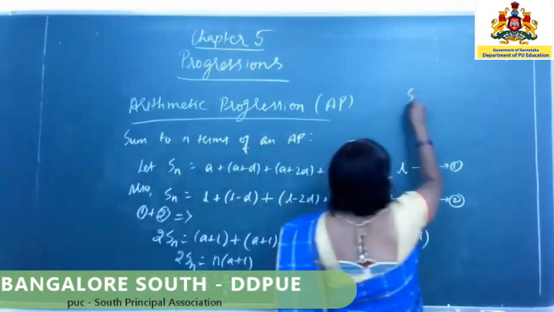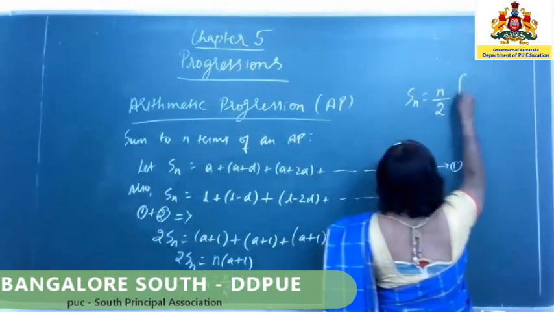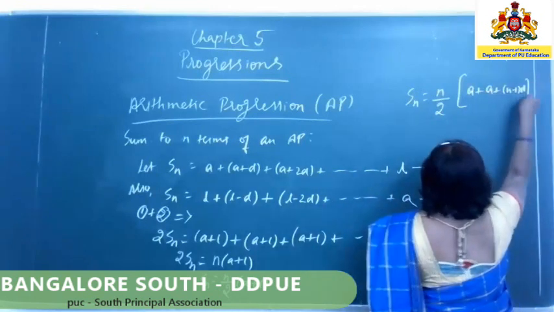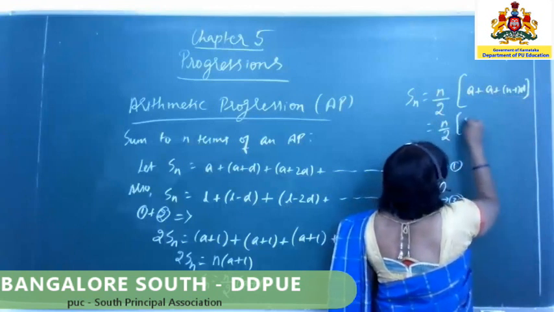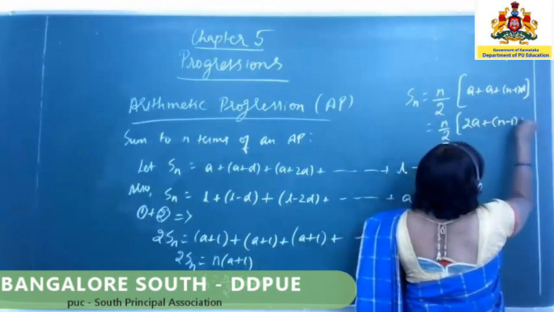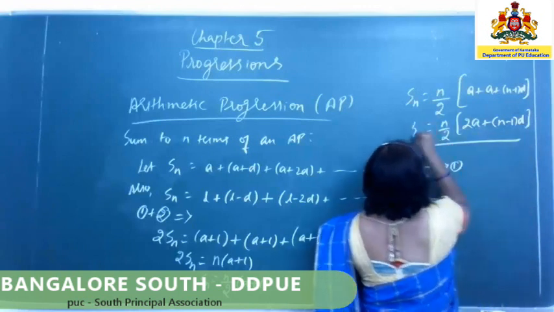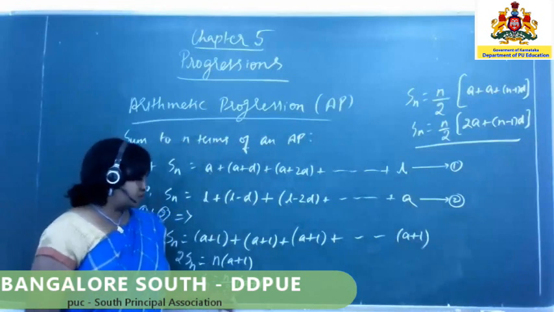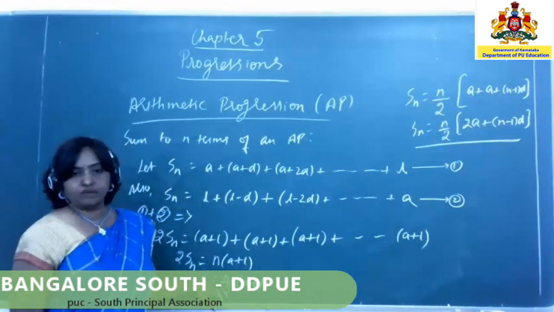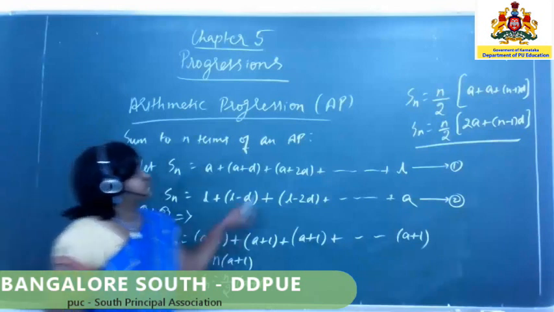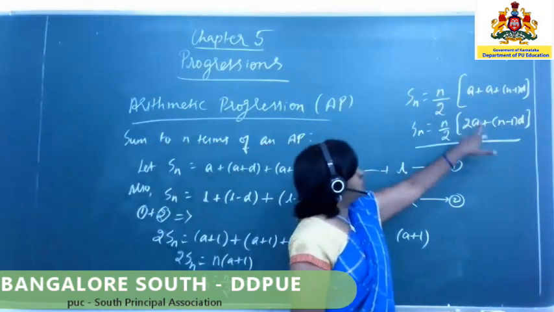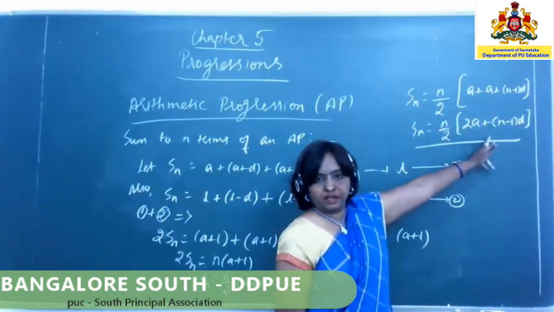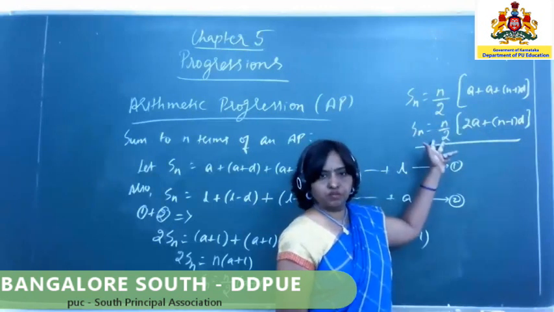So Sn can also be written as n by 2 into A plus A plus n minus 1 into D, that is equal to n by 2 into 2A plus n minus 1 into D. So I can write Sn as n by 2 into A plus L. When the first term, the last term and the number of terms are given, you can use this formula. And Sn is equal to n by 2 into 2A plus n minus 1 into D. So when n, A and D are given, you can use this formula.